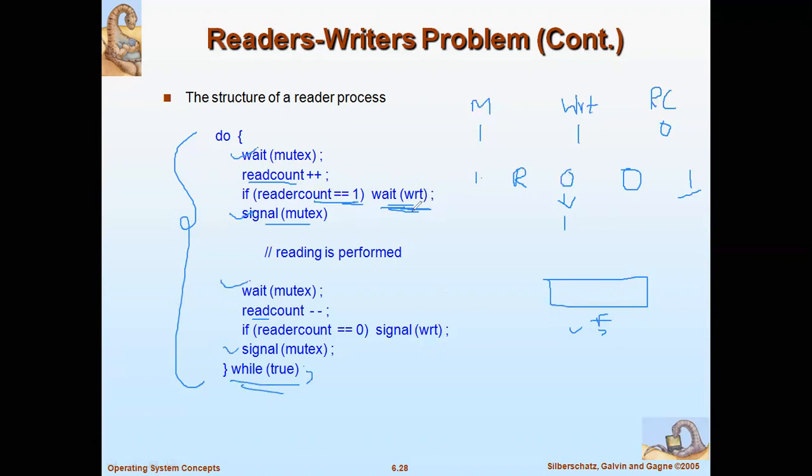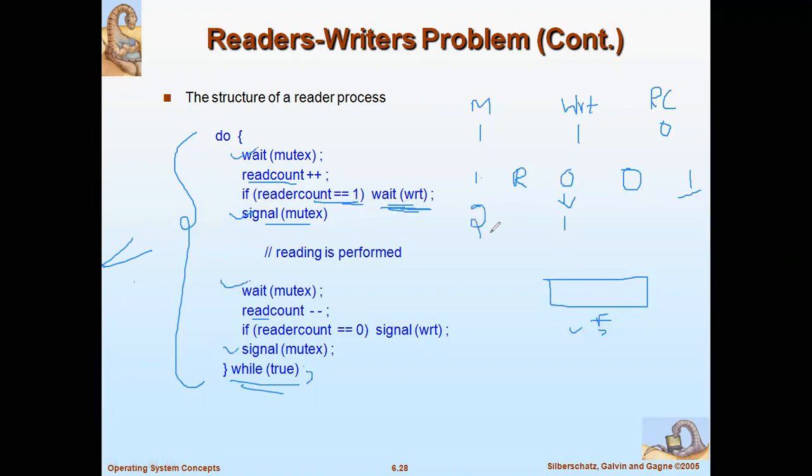If we had assumed that there was already an existing writer process, then the WRT value would have been set to 0 in the previous slide, right? So in that case, this particular condition wouldn't be executed. Clear? Okay, that is what happens for the reader.